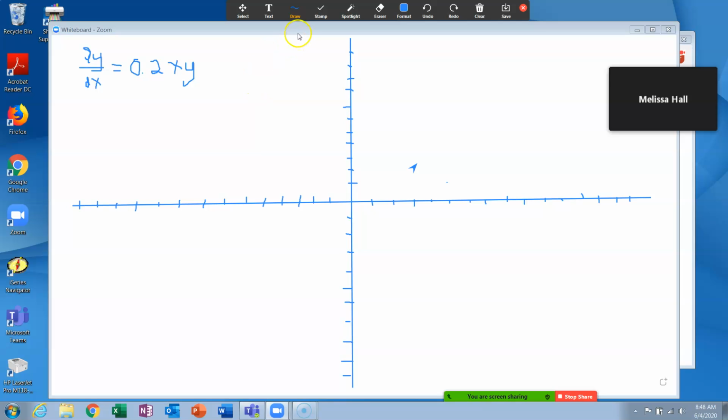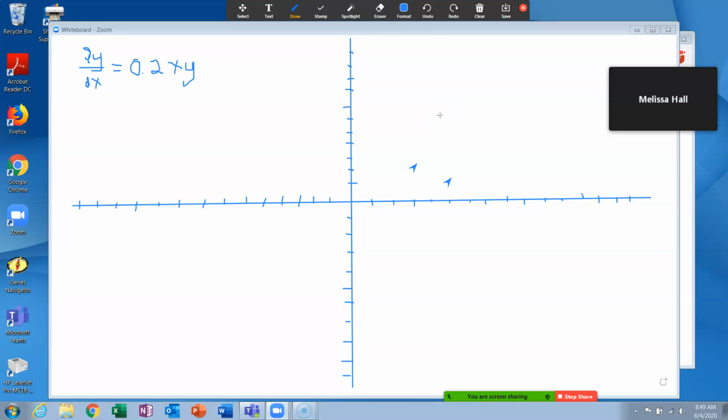Okay? Now, plug in a 5. 5 for x, 1 for y. 5 times 1 is 5, times 0.2 is 1. So that one should be exactly on the diagonal. So it's almost parallel to that one, not quite. But I'm going to try to do it about like that. I don't know if I'm good or not.